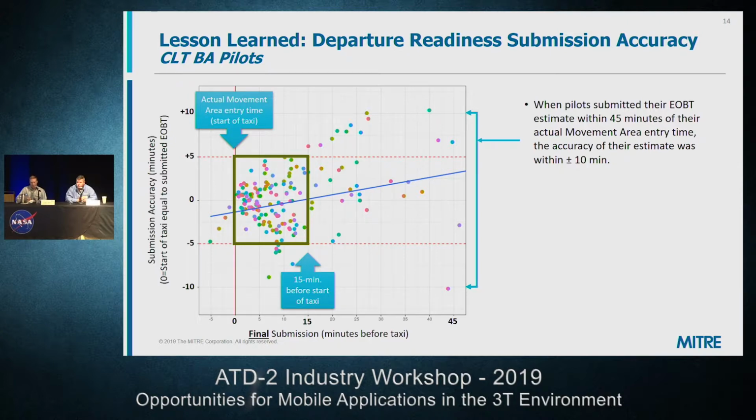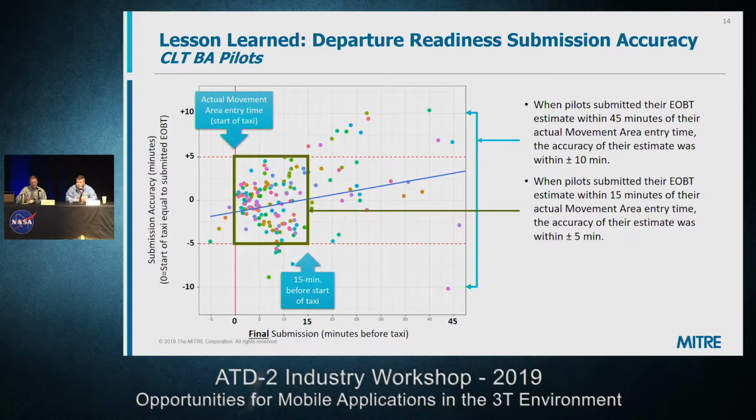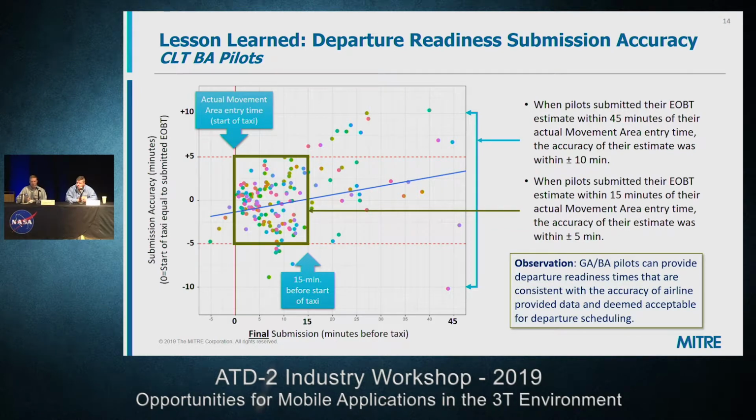You can see most of the dots there are within plus or minus 5 minutes. So that's pretty good. So that tells us these pilots that were participating in Charlotte are pretty good at providing a better indication of when they're going to be ready to depart, at least compared to what's in their flight plan. Now, what's on this chart is really just their last submission. So some of them may have submitted something earlier and may have refined it. So that's why you see a large clumping as you get close to zero. So that's probably not very fair. But anyway, for the most part, we were pretty pleased with these results.